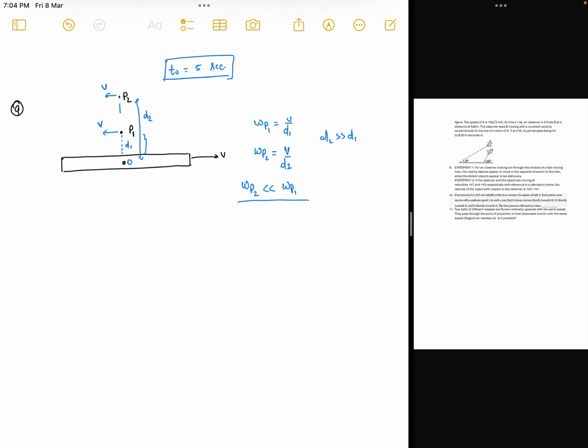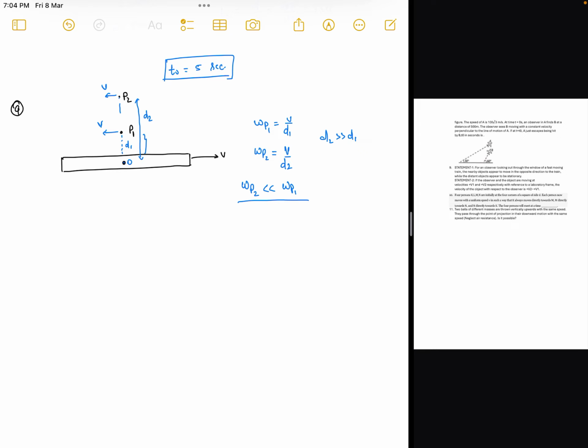So like I am sitting here at this point O inside the train. जब मैं पोल P1 को देखूँगा तो मेरे को बहुत फास्ट नेक को रोटेट करना पड़ेगा. And for pole P2, since angular velocity is low, so मेरे को काफ़ी टाइम तक दिखेगा ये. So the statement given in the question is, the nearby objects appear to move in the opposite direction to the train while the distant objects appear to be stationary.